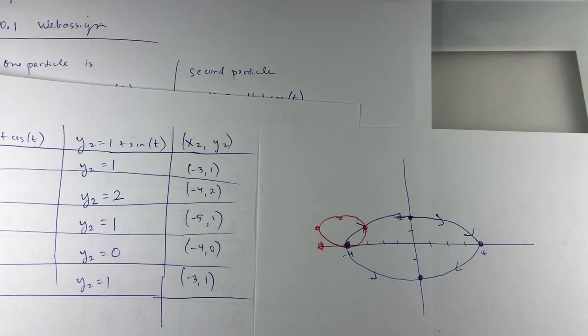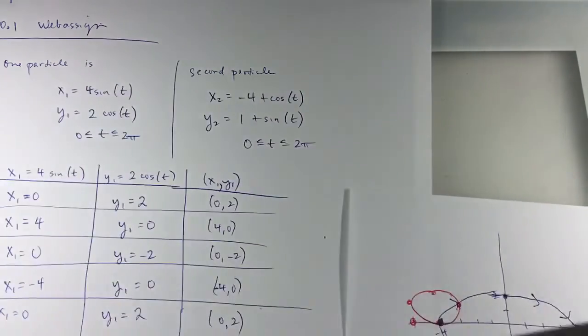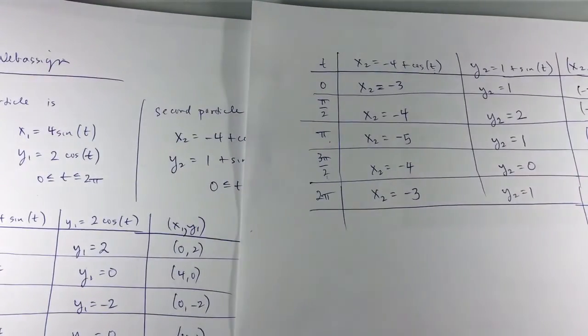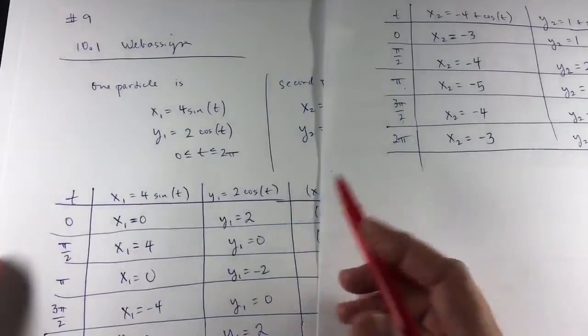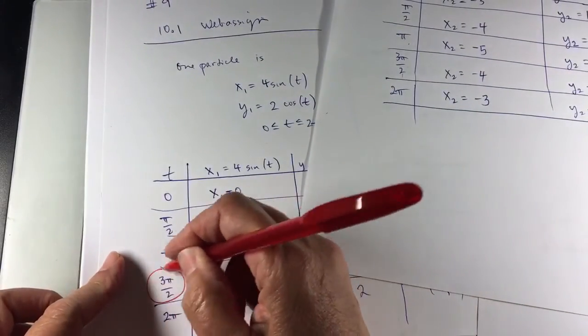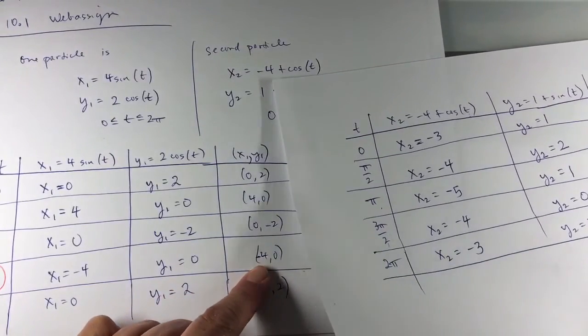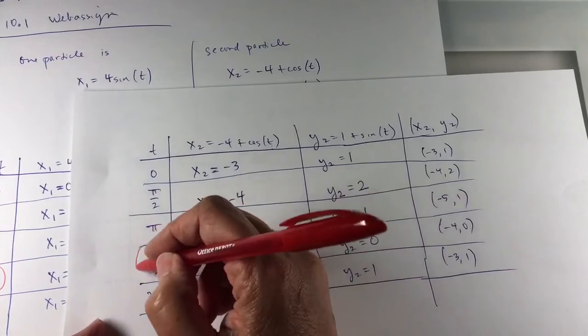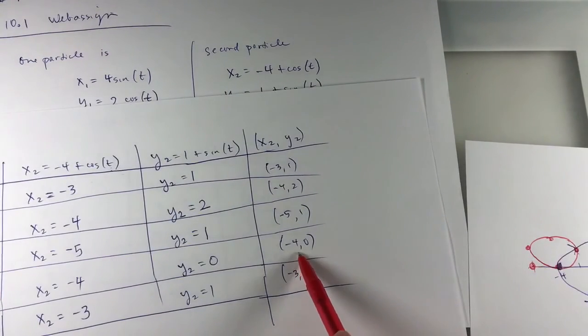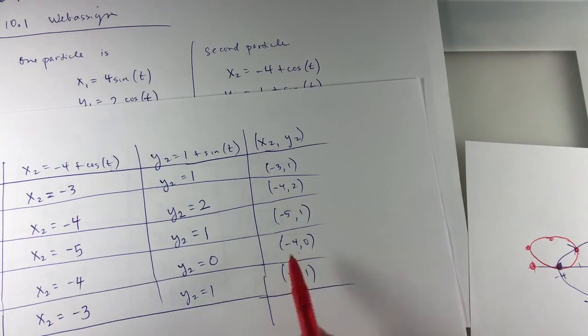Well, I'm going to go back to my chart right here. And if I look, when I did 3 pi over 2 for the first particle, I got the point negative 4, 0. And then at 3 pi over 2 for the second particle, I got negative 4, 0. That happens at the same time, so that's the collision point. And that's indicated. I'm going to go back to the computer screen.